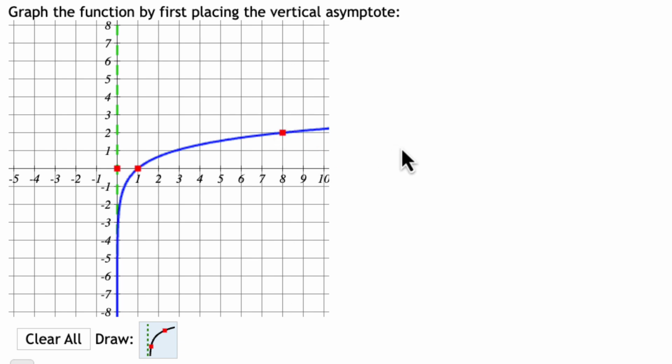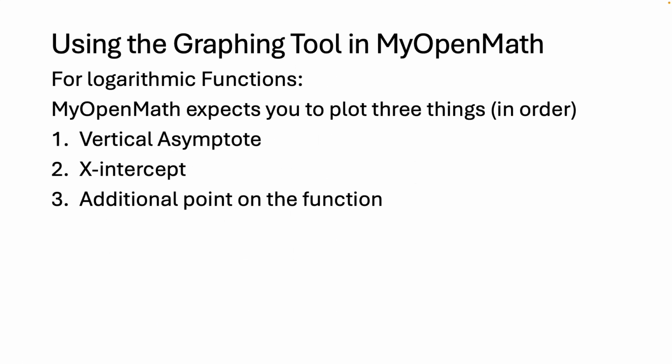Once you've set that second point down, your graph is fixed. You're ready to check your work. In summary, when you're using the graphing tool in MyOpenMath for logarithmic functions, MyOpenMath expects you to plot 3 things in order: the vertical asymptote, the x-intercept, and one additional point on the function.